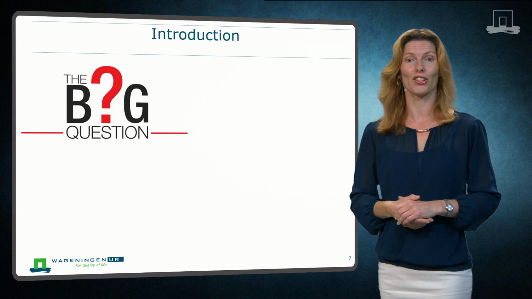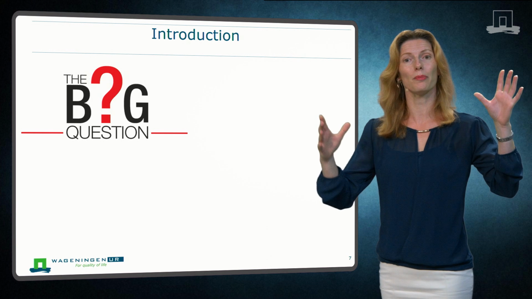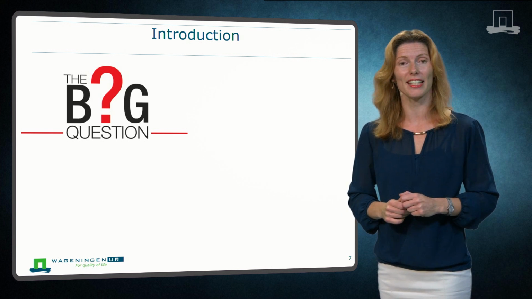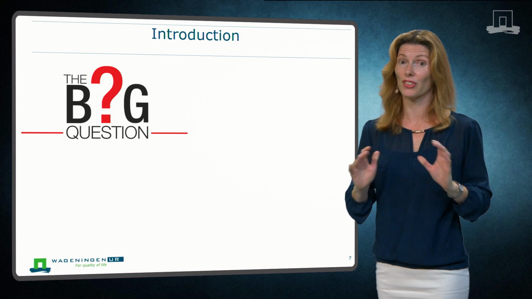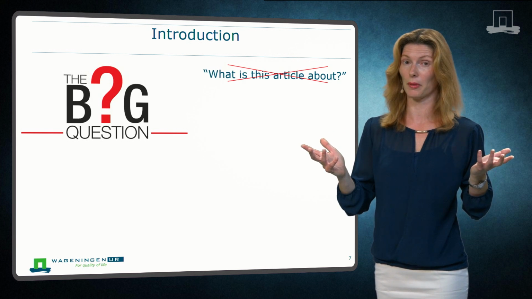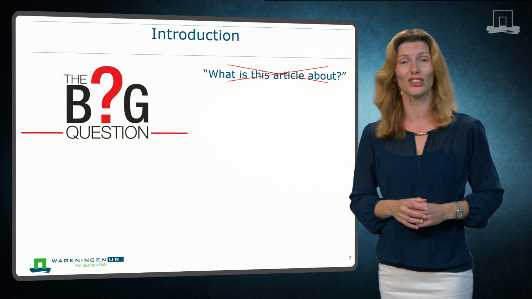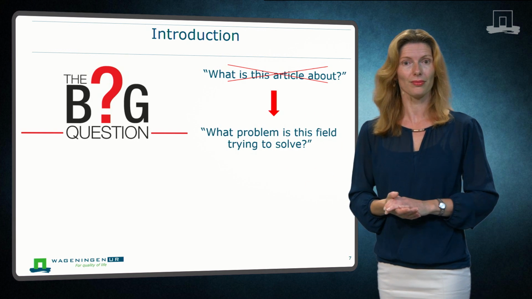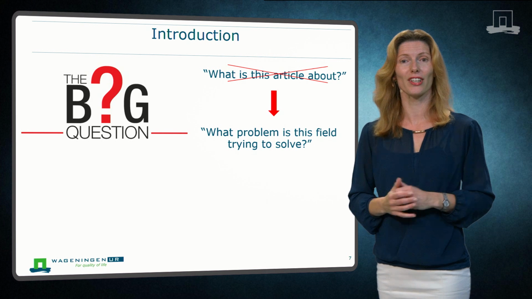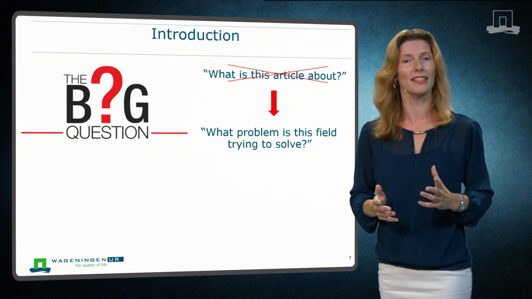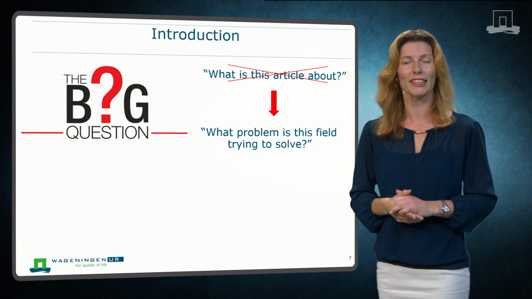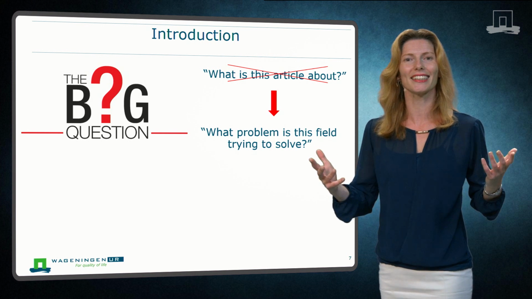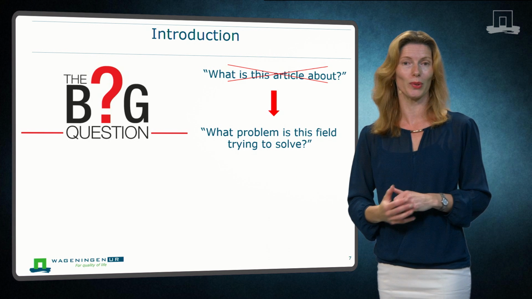Reading the introduction should help you to identify what the big question is of the paper. After having read an introduction, ask yourself not what is this paper about, but instead ask yourself, what problem is this field trying to solve? Try to summarize the background of the problem in 5 sentences or less, and try to identify the specific question of the article. What exactly are authors trying to solve with this research?